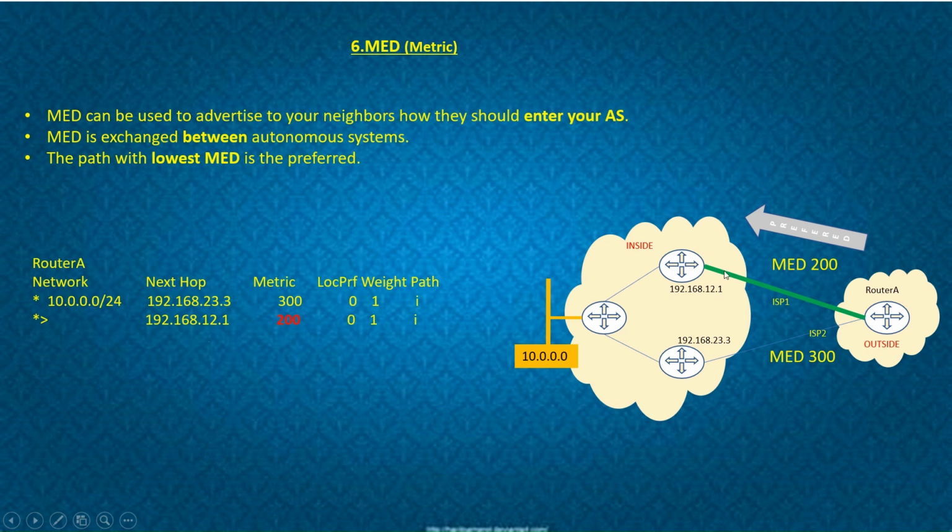For that, from one edge router we will advertise a lower MED value, and from the other edge router we will advertise a higher MED value to the ISP router. So whenever any traffic comes from that ISP to our enterprise, the ISP always forwards the packet via the lower MED value, which is ISP1. This is simple.